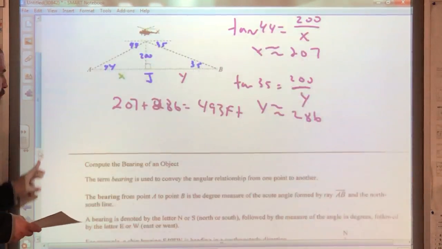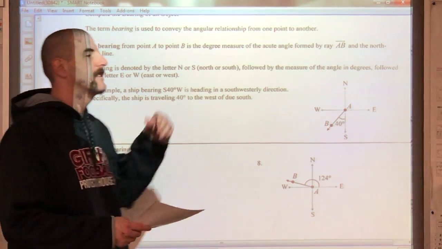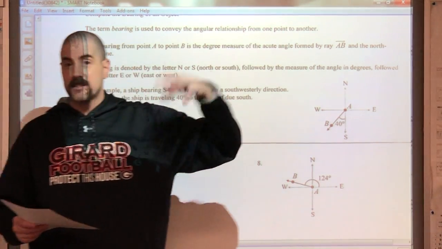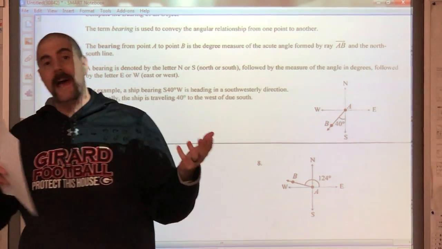Now we're going to head down to bearing. Now remember, bearing has three things. It has a north or a south, an angle measurement, and then an east or a west.